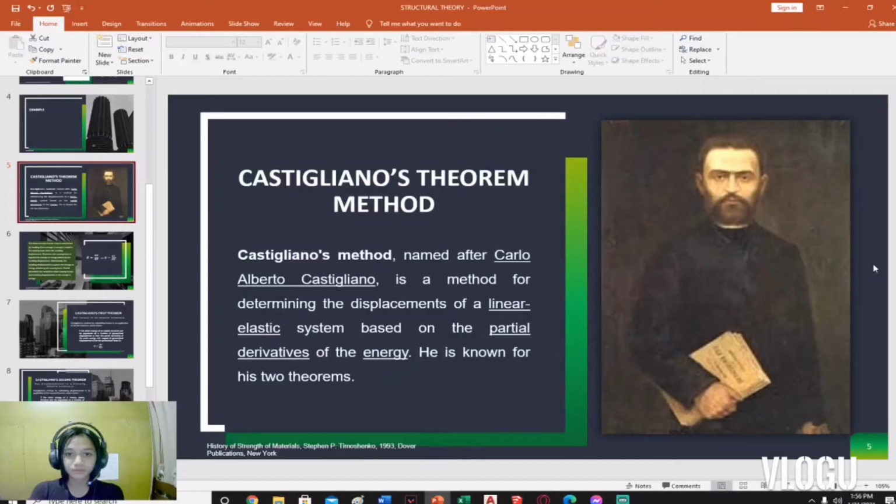Castigliano's Theorem method. Castigliano's method is named after Carlo Alberto Castigliano. It is a method for determining the displacement of a linear elastic system based on the partial derivatives of the energy. He is known for his two theorems.